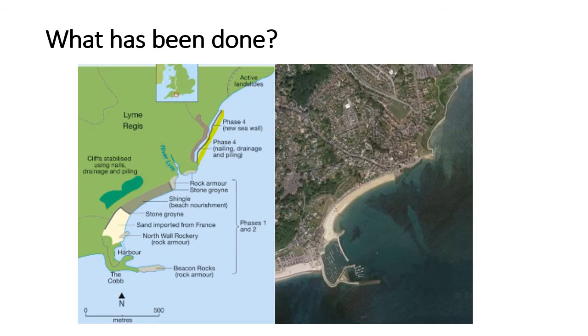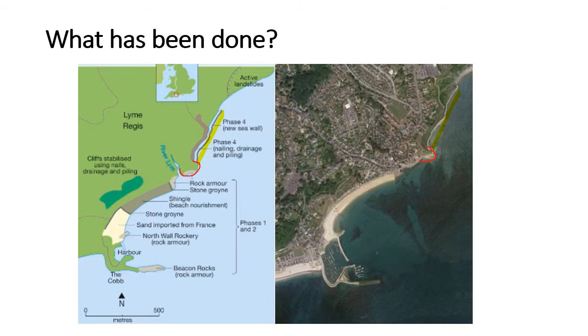Up here where I've highlighted, this is phase 4. This is phase 4 of the project. Well, phase 4 of the project is up here on the satellite map. Hopefully now you can start to see some similarities in the shape of the coastline. This area here with the river Lyme coming in, that is this area here on your map.